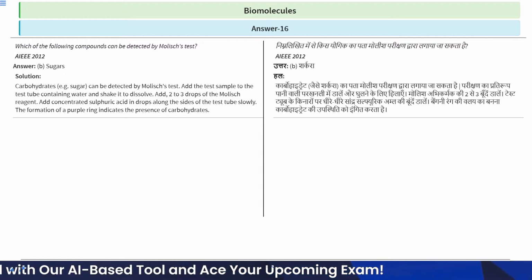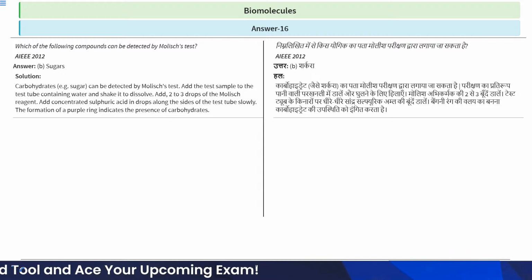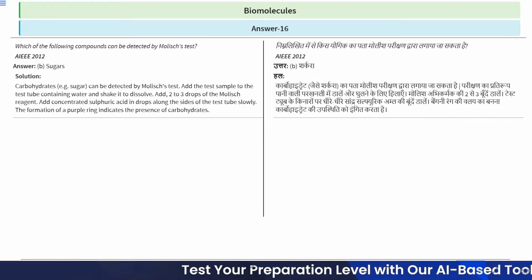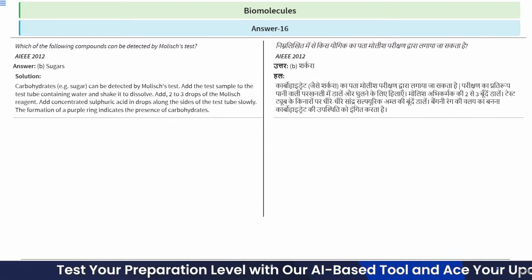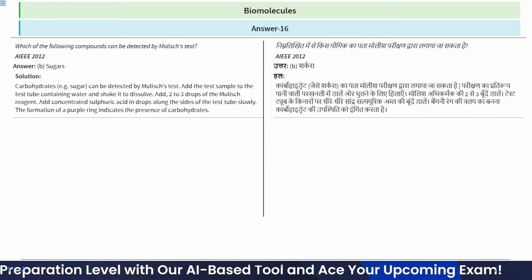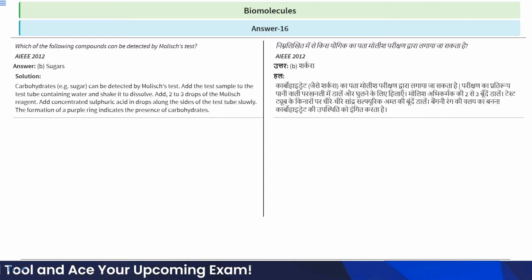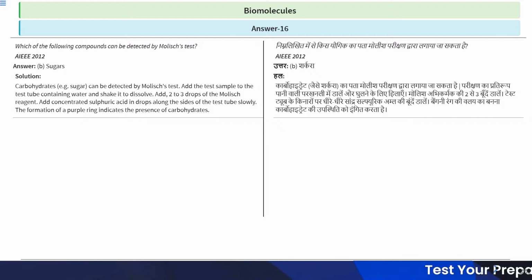Carbohydrates, for example sugar, can be detected by Molisch test. Add the test sample to a test tube containing water. That means we have to take a test tube having water in it, and add the unknown sample to it and shake it so that it gets dissolved. Now we have to add 2 to 3 drops of Molisch reagent and add concentrated sulfuric acid in drops along the sides of the test tube slowly.